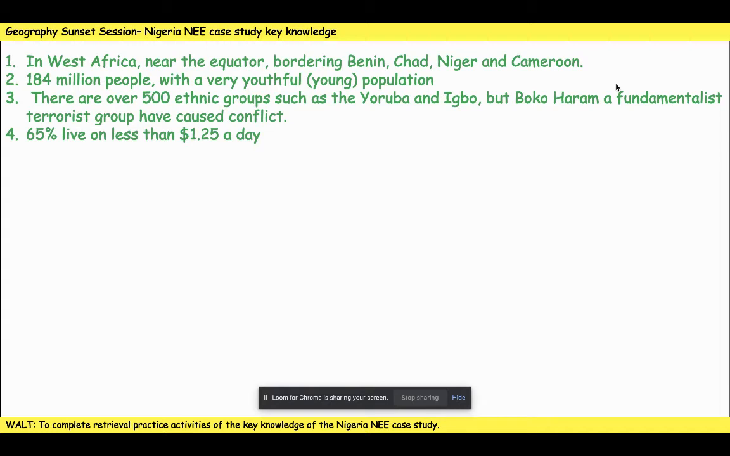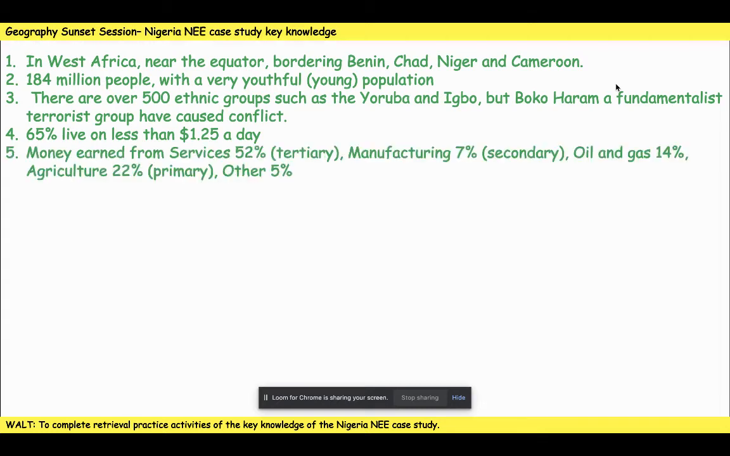Number four, in terms of standard of living, 65% of the population live on less than $1.25 a day. So we can say that lots of Nigerians live in extreme poverty or below the poverty line.